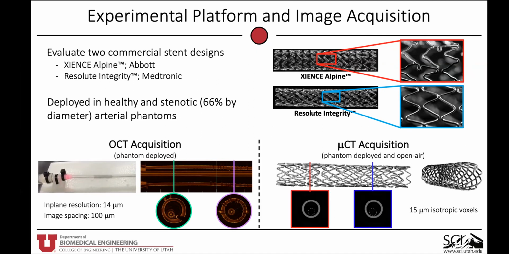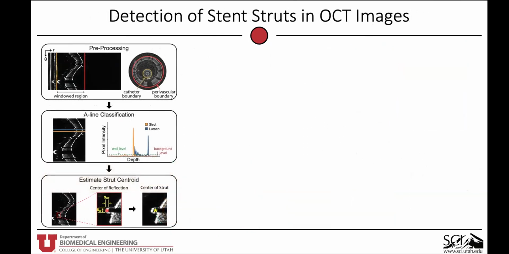In contrast, micro CT, again, these were deployed in open air, isotropic voxel resolution of 15 microns, so incredibly high resolution. And we also acquired micro CT data of those stents that were deployed in the phantoms, and it will make sense why we did that shortly. So the first step in this process was to detect these stent struts in these OCT images.